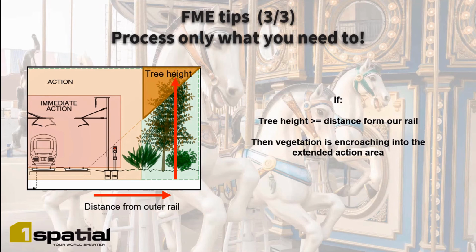And then the next most important thing is only process what you need to. You've seen me show you quite a few 3D diagrams, but actually we processed all of the data in 2D because it's so much quicker. And when we thought about it, we didn't actually need to process in 3D. So the only 3D element here is the height of the trees for the extended action area. So the distance from the outer rail we knew, and the tree height we knew. And if the tree height is more than the distance from the outer rail, then that vegetation is encroaching. We could do that from the LiDAR data because we know how tall the trees are. So a little bit of thinking meant that we could process things a lot quicker.